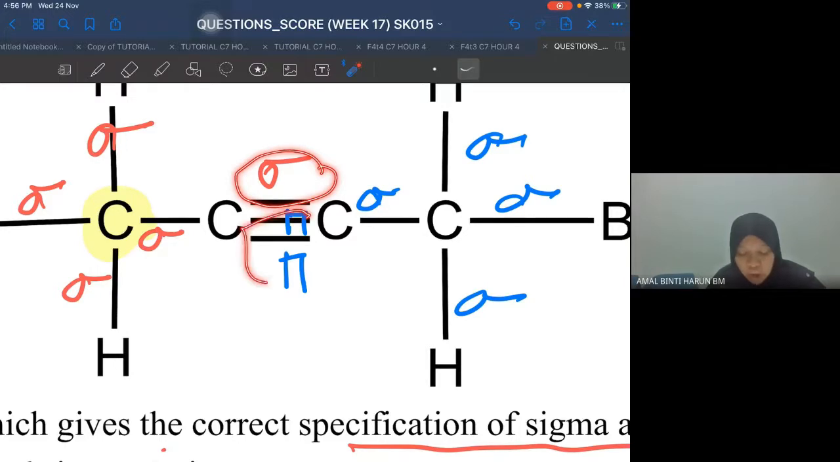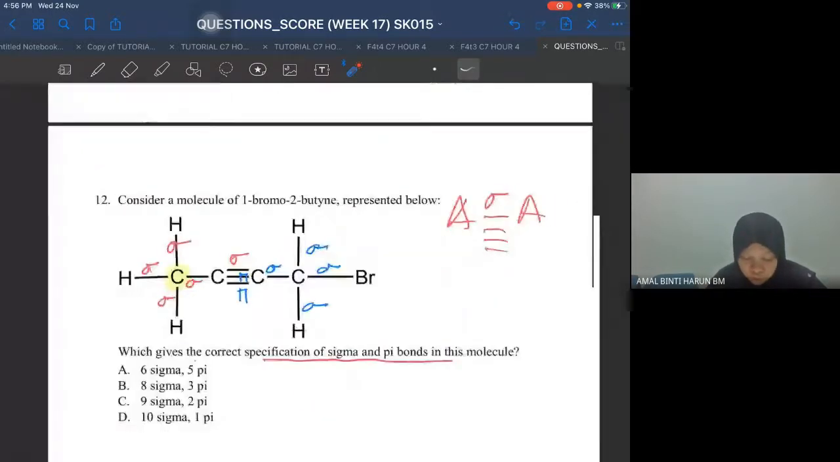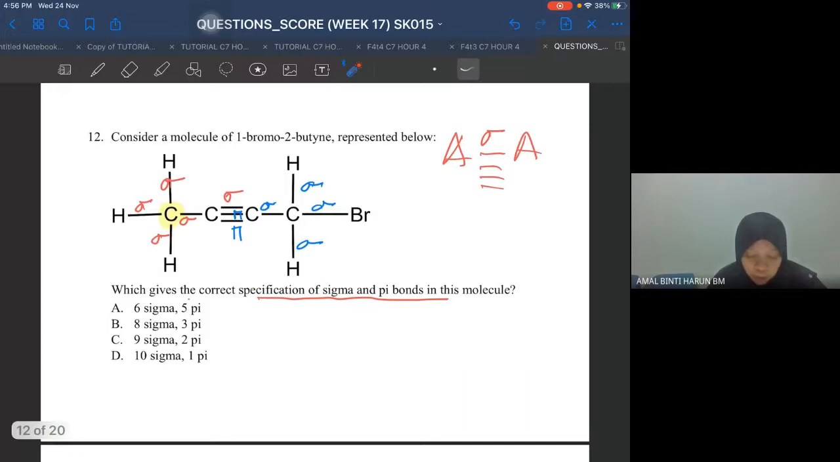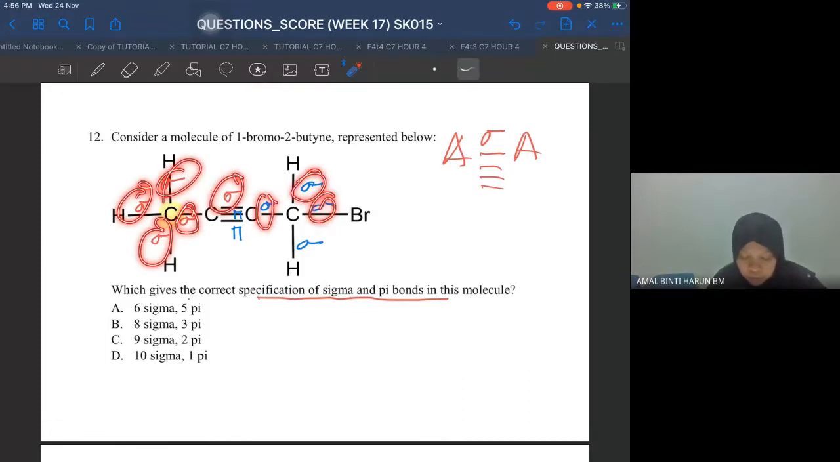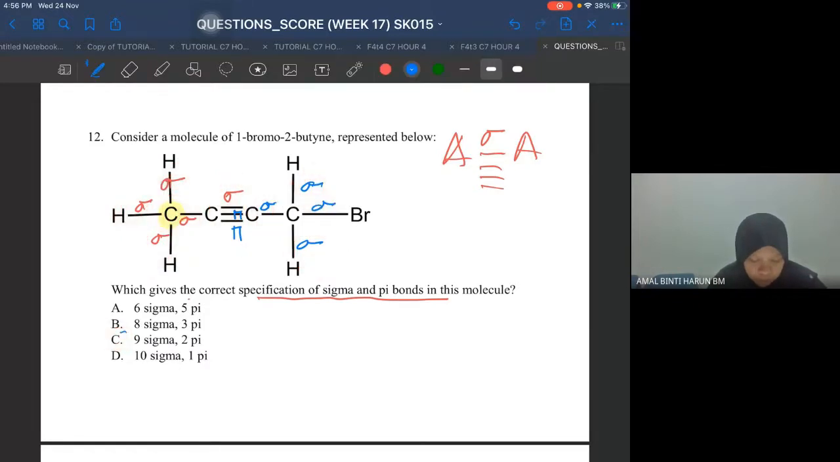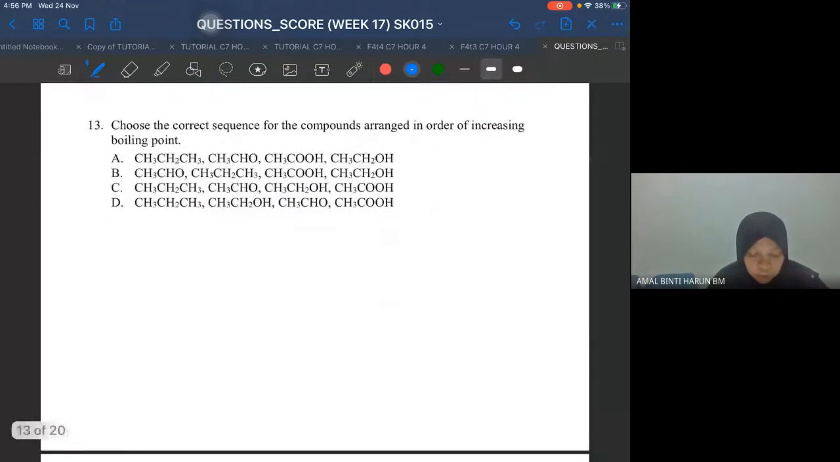The rest are the pi bond. So total number of sigma is 1, 2, 3, 4, 5, 6, 7, 8, 9. 9 sigma and 2 pi. So the answer is C. 13. Okay. So 13.